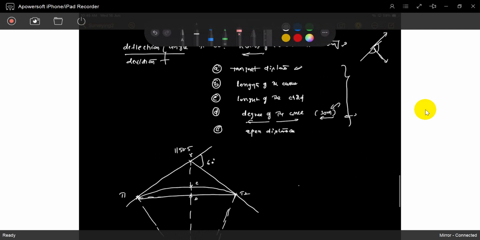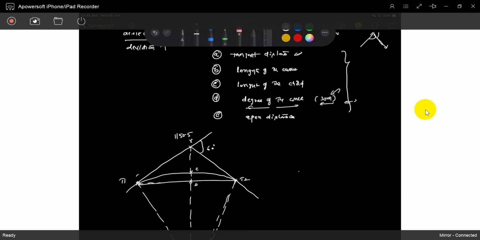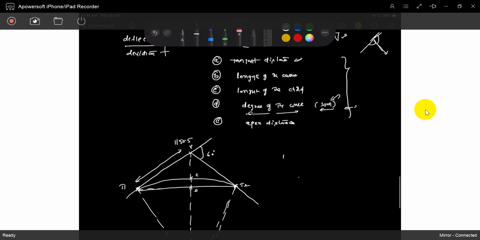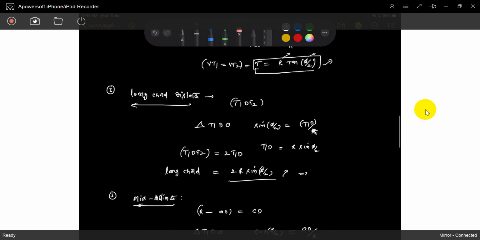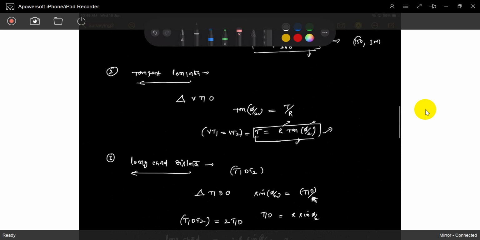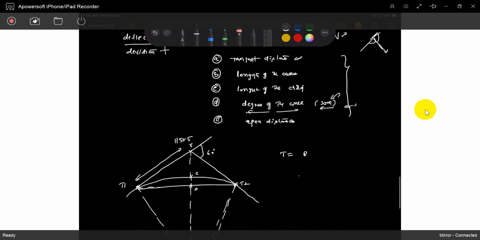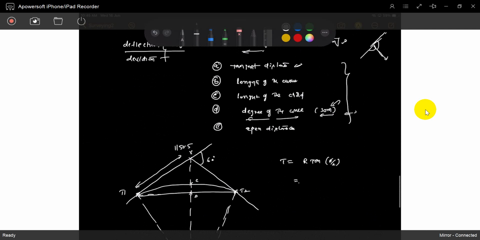So now, the tangent distance. What is the tangent distance? First we have to proceed with the tangent distance because we have to identify the T1 point and T2 point. Then only can we draw a curve. So what is the tangent distance T? It's R tan phi by 2. Phi is 60 degrees, R is 500. What is the value? 288.68 meters.